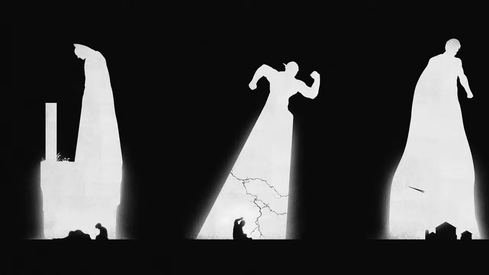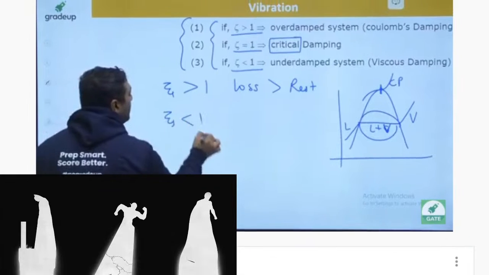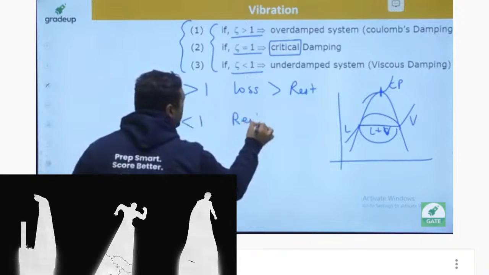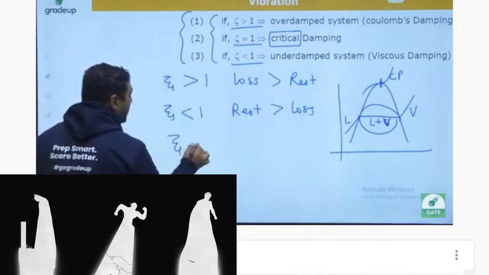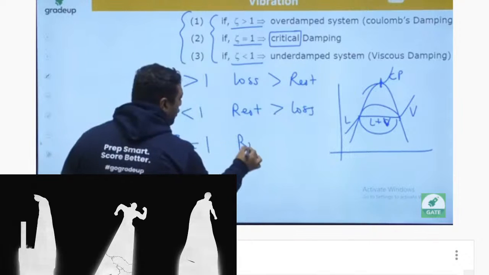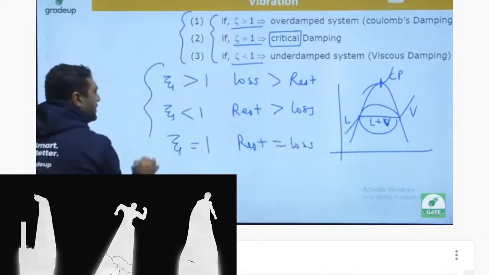Okay, fine. So guys, these are the three types of system. When I am saying over damping, zeta is more than 1, it means loss is more than the restoration. Guys, when we are talking about zeta is less than 1, then I will be saying that restoration is more than the loss. And when I am saying the critical point, zeta is equal to 1, it will be restoration is equal to the loss. So these are the three cases we are going to discuss, guys.